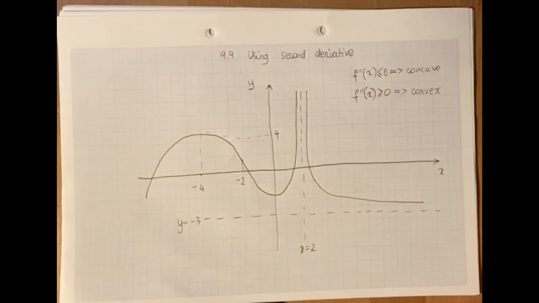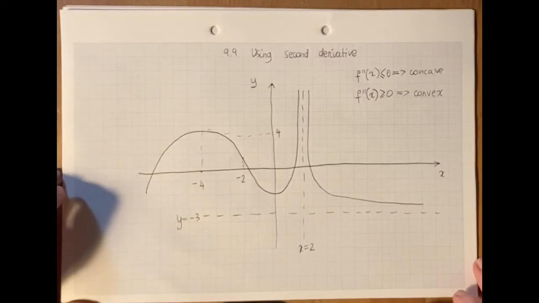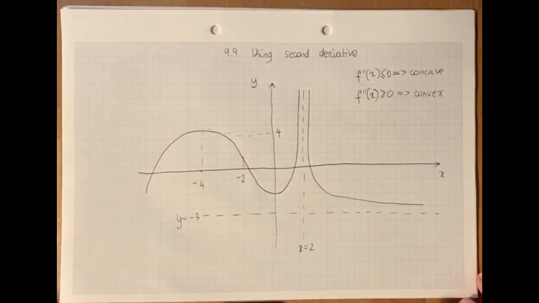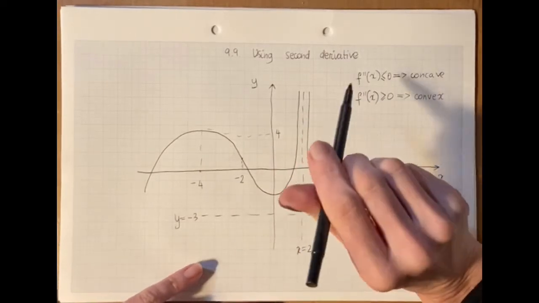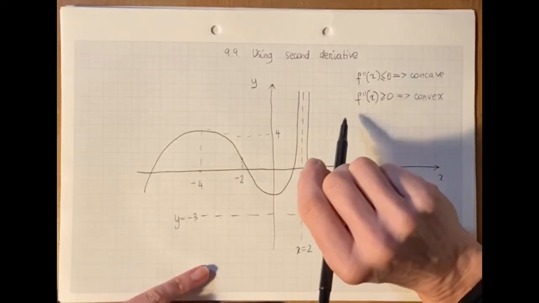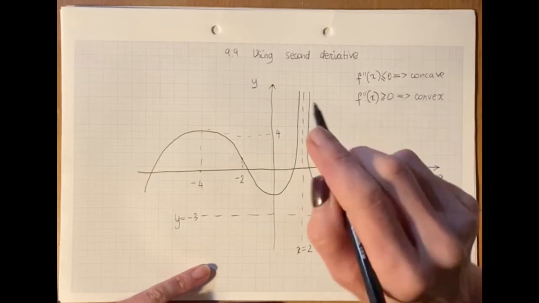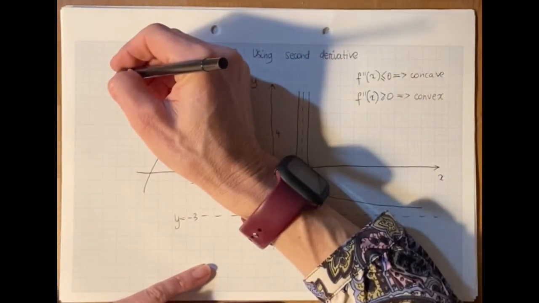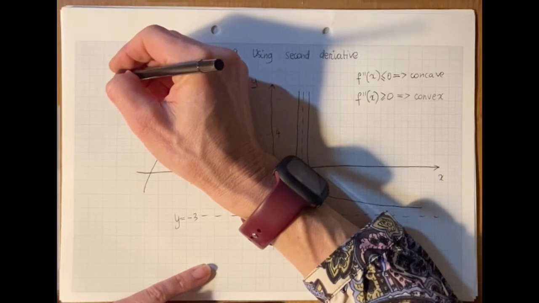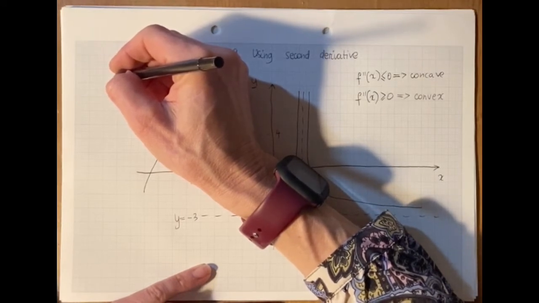Okay, let's move on to section 9.9, using the second derivative. The second derivative is the differential of the first derivative, and you've used it in the past to identify the type of a turning point, whether it was a maximum, minimum, or point of inflection.